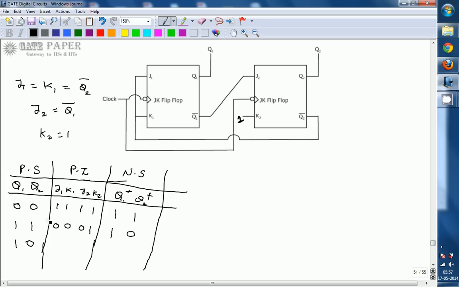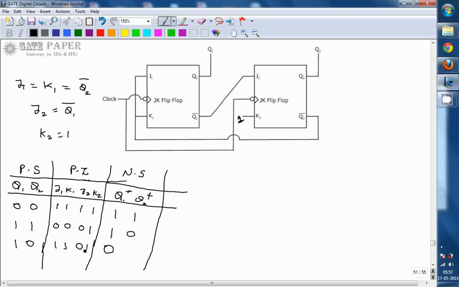For 1 0 we have to know the present inputs. J1 K1 are going to be Q2 bar. Q2 is 0, so you will get 1 1. Next, J2 is Q1 bar. Q1 is 1, so you will get 0. K2 is always 1. Next, 1 1 is going to be the input combination for Q1. Whenever it is 1 1, that is complement state, so next state is complement of present state. Present state is 1, so next state is 0, the complement of 1.